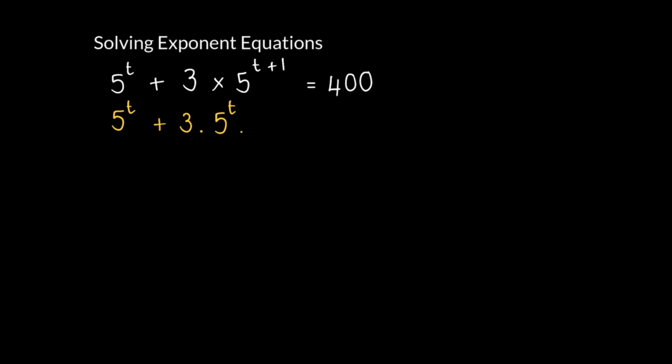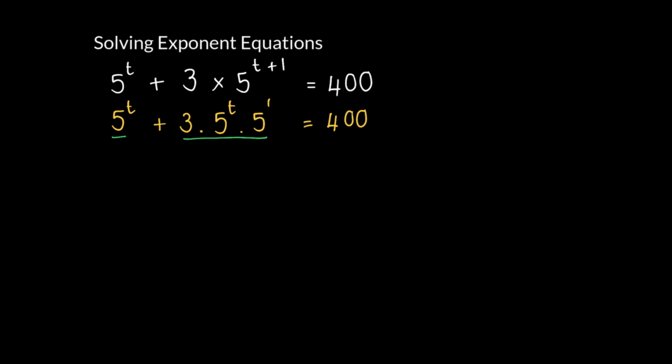5^t times 5 to the exponent 1 is equal to 400. Okay. And this is around the part where you actually got stuck. But you'll notice something really interesting, that these two terms, because this is one term and this is also another term, have something in common. They both have 5 to the power t, which means we can take that out as a common factor.